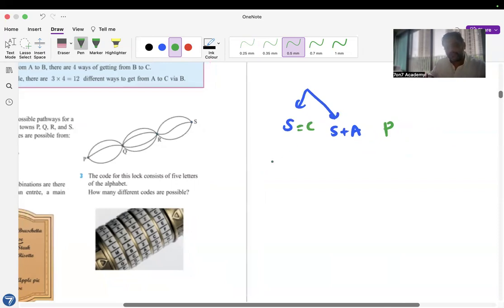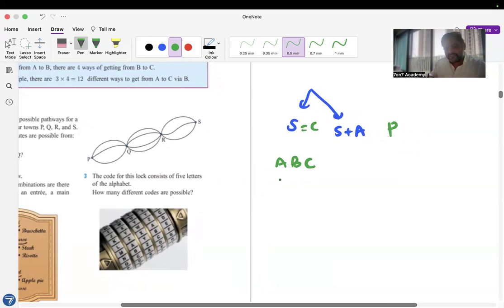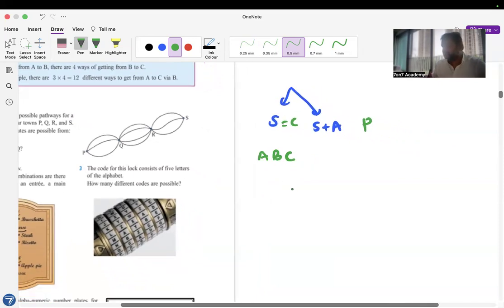Agree? Just like I have A, B, C. How many different ways could I select 2? I can take AB, AC, and BC. That's all. Only 3 methods.